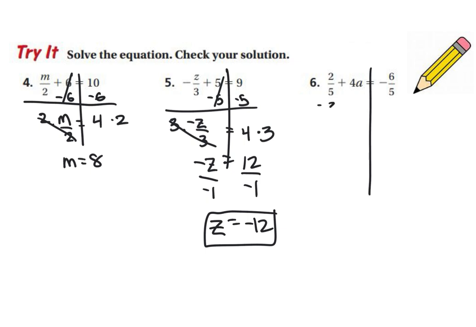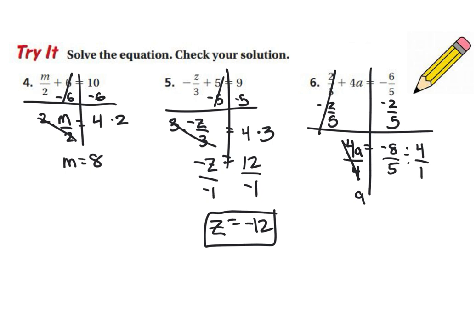So here we're going to take away 2/5 from both sides. We get 4a. Negative 6/5 minus 2/5 is negative 8/5. Now we'll divide this side by 4 so we can get a. And we'll have to divide this side by 4, which is going to be 4 over 1. So we have negative 8/5. We're going to keep that, and then we're going to multiply by the reciprocal. We can cross simplify. So we get negative 2/5.